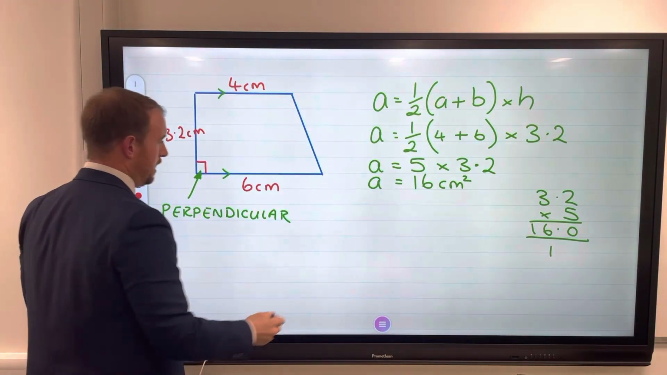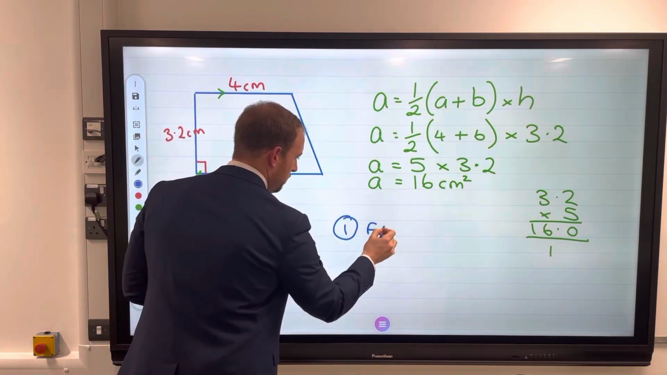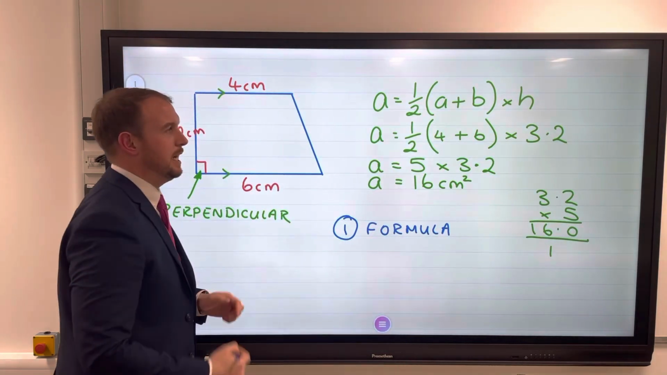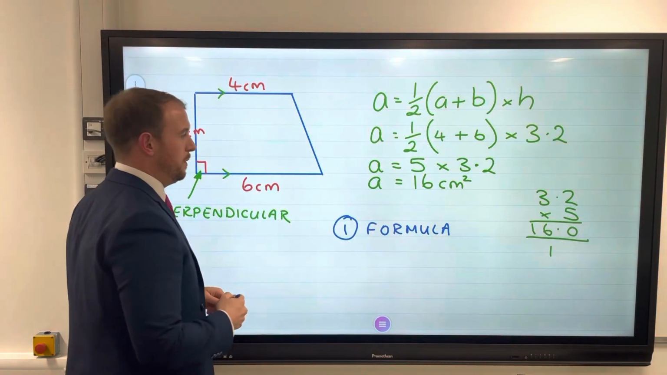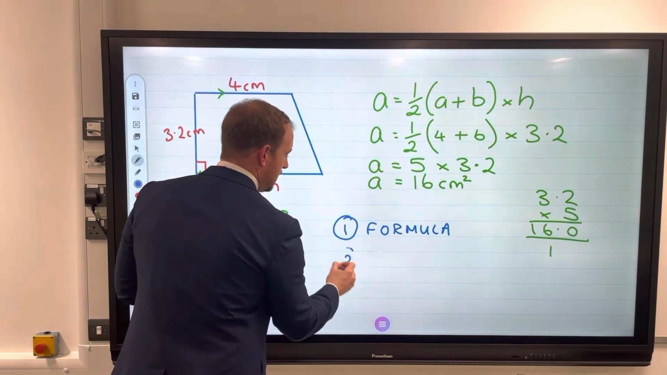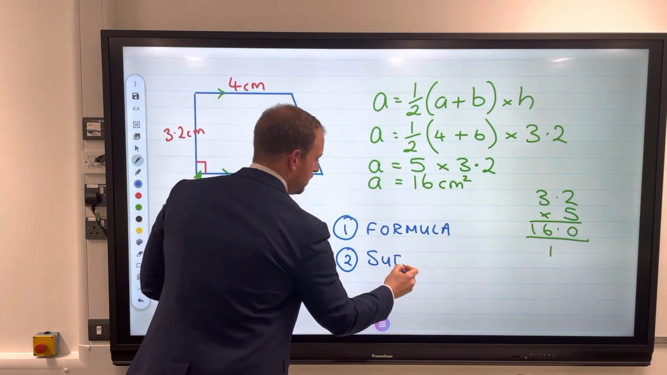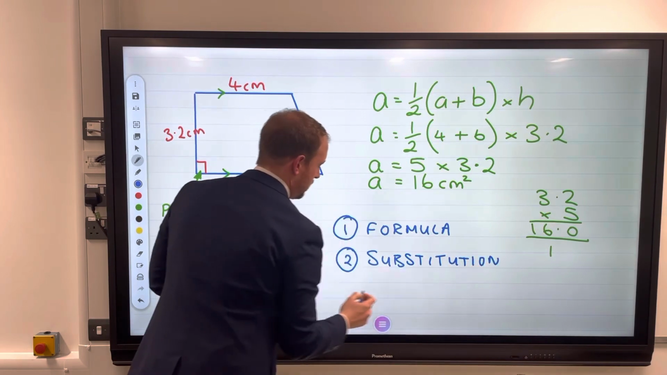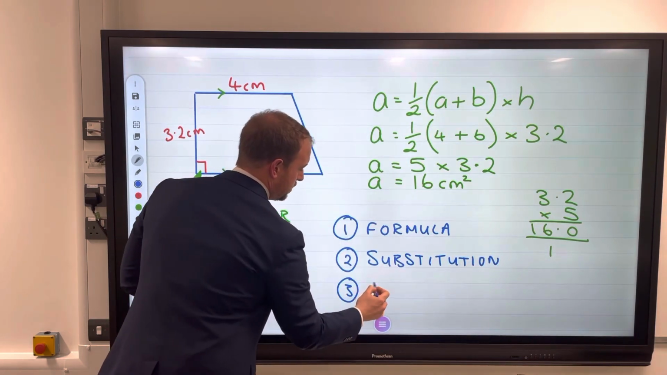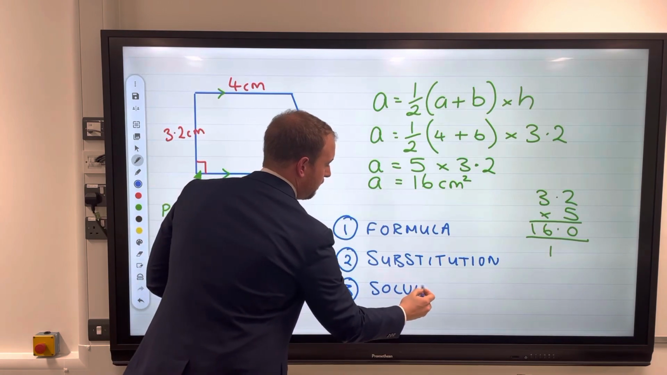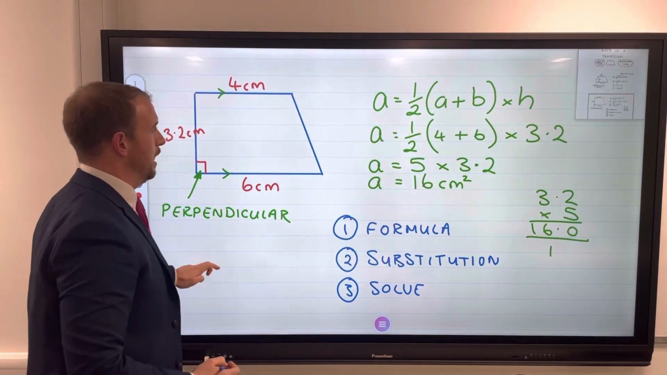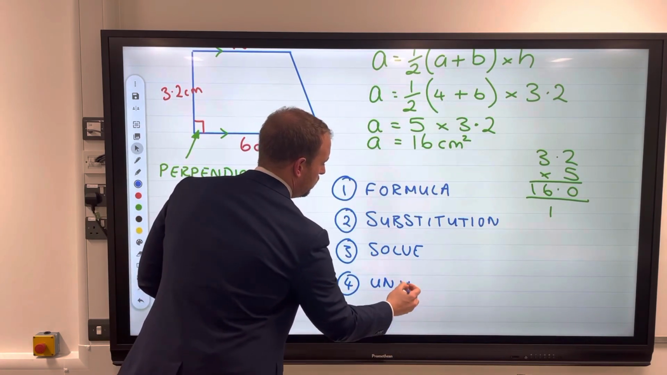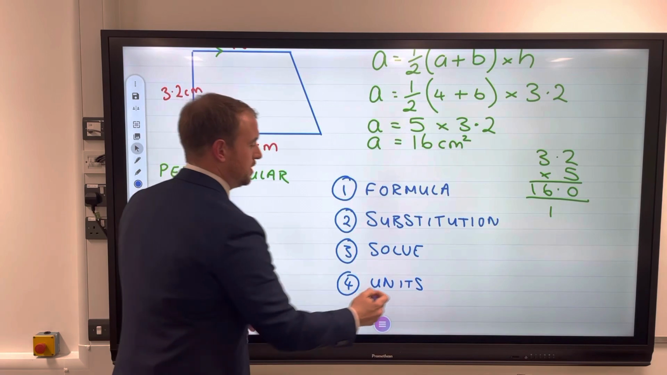So with these then, first things first was your formula. You don't need to memorize it because it is there on your formula list when you open your exam. Second step then, substitution, which means put your numbers in. Third step is to solve, which means find an answer. Last bit then, step 4 are your units, which is your centimetre squared.